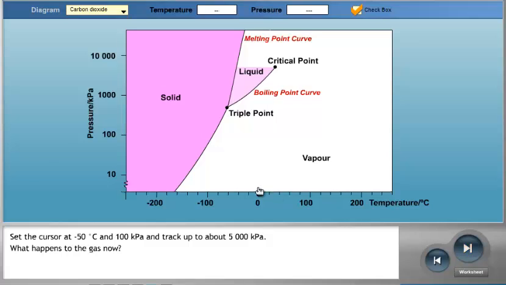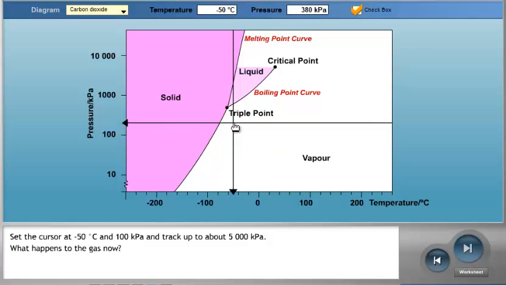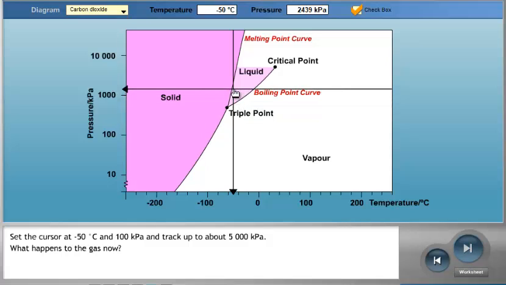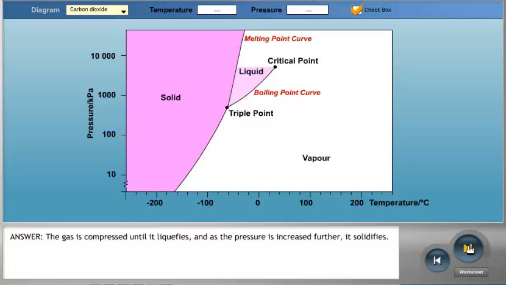Set the cursor at minus 50 degrees Celsius and 100 kilopascals and track up to about 5,000 kilopascals. What happens to the gas now? Answer: the gas is compressed until it liquefies, and as the pressure is increased further, it solidifies.